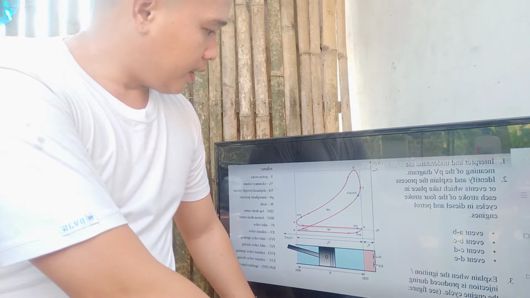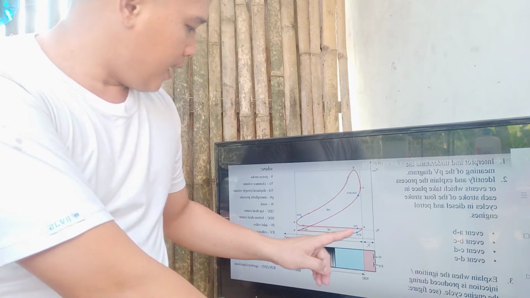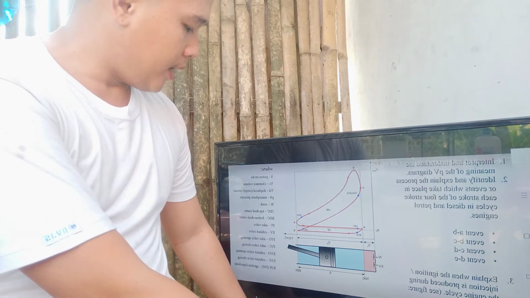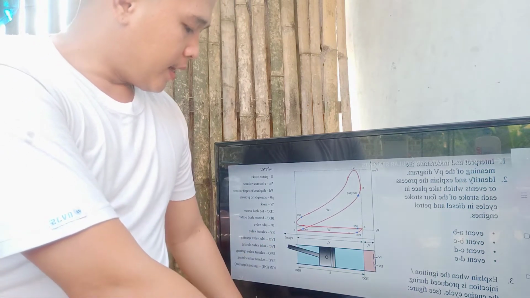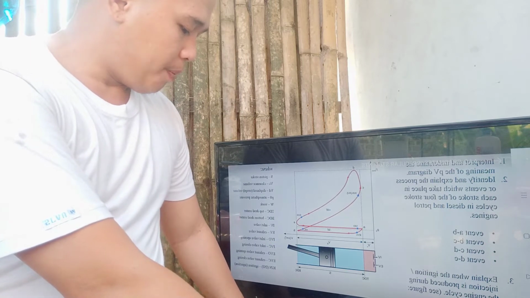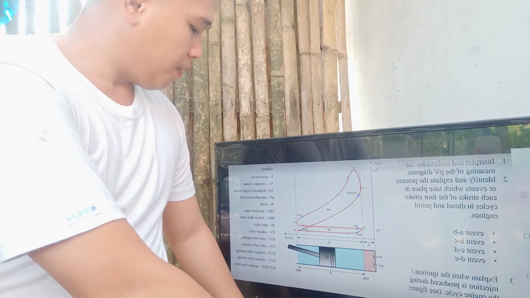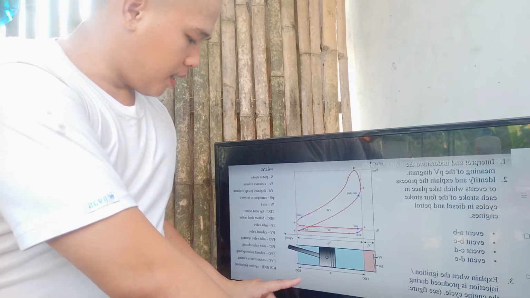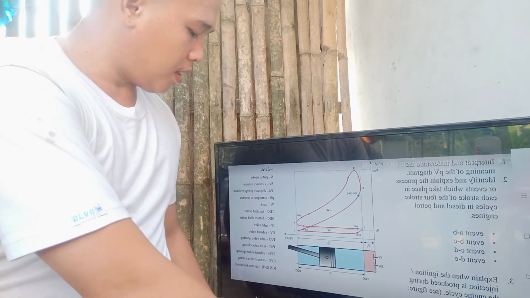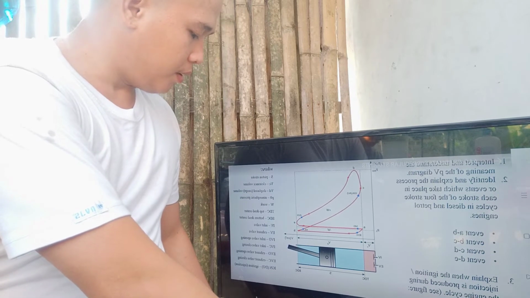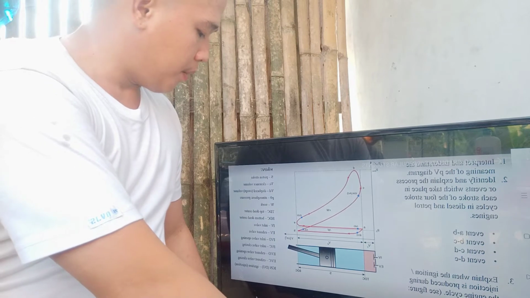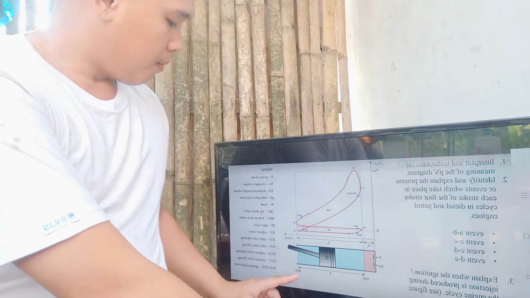Now, intake event A and B. The engine cycle starts in point A. The intake valve is already open and the piston moves from TDC towards BDC. The volume increases constantly as the piston travels the stroke length. The maximum value is reached when the piston is at BDC.